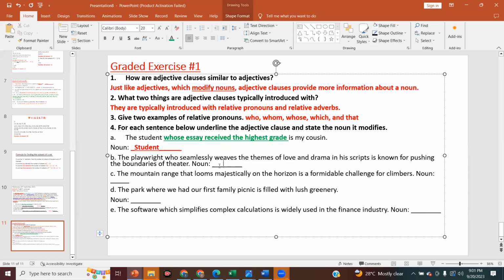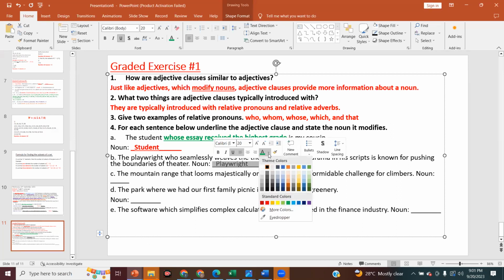Playwright. Who's a playwright anyway? I think it's the person who writes the scripts. Mr. Petit, I put theater because I didn't know it was playwright. Oh yeah, playwright is a person who writes a play. Okay.